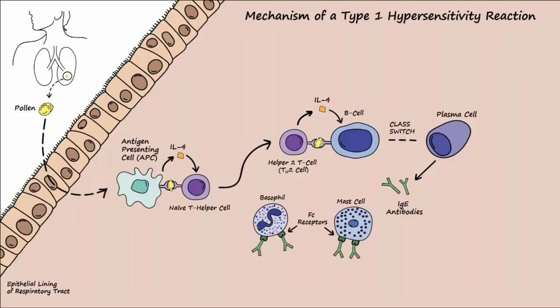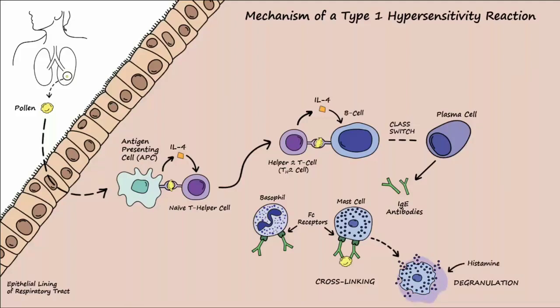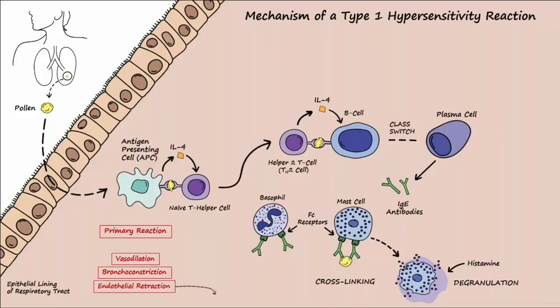On subsequent exposure, the allergen binds to two separate IgE antibodies on the mast cells or basophils. This is known as cross-linking and causes degranulation that releases inflammatory mediators, including histamine. This brings about a primary hypersensitivity reaction, or early response, that includes vasodilation, bronchoconstriction, and endothelial retraction, which brings about edema. This early response begins within 5 to 30 minutes and subsides after about an hour.